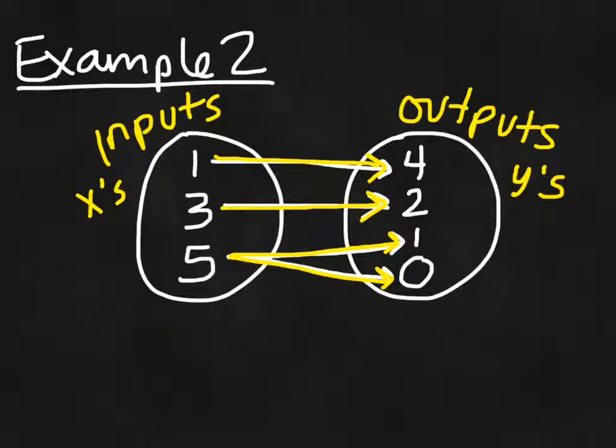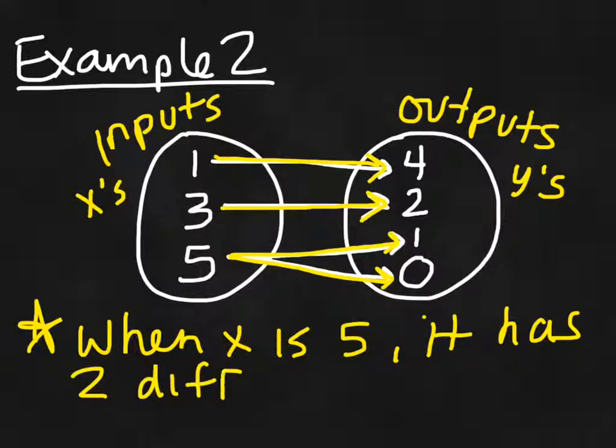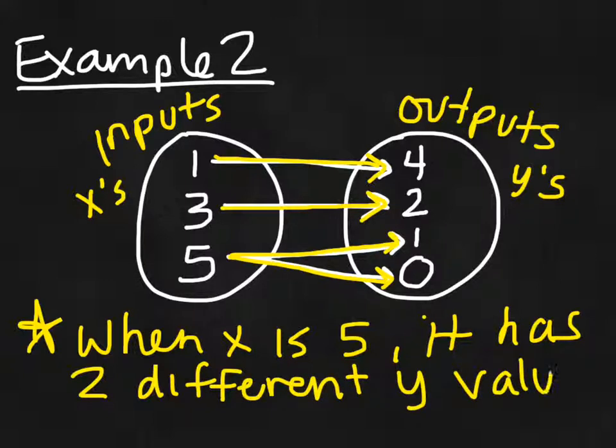So the x value of 5 maps to two different y values. And if you remember from our notes, that means that it cannot be a function because it has two different y values. So let's make a note of that. When x is 5, it has two different y values.